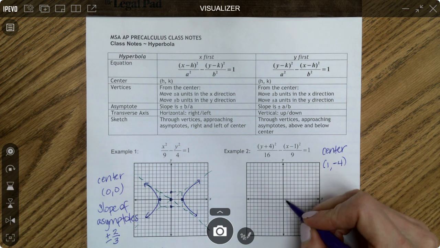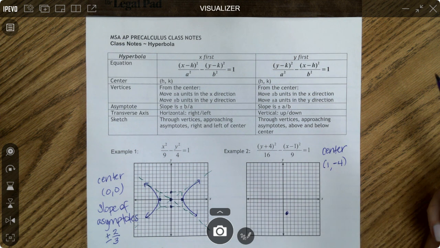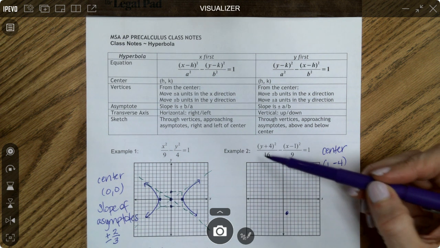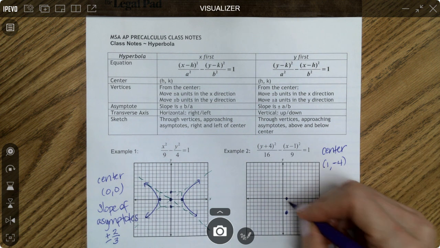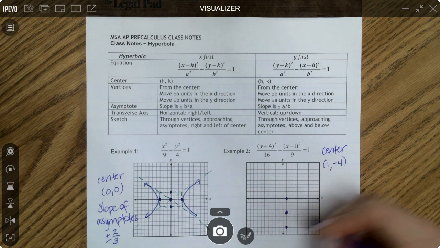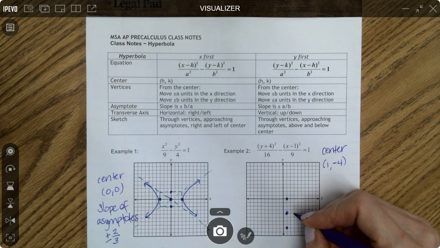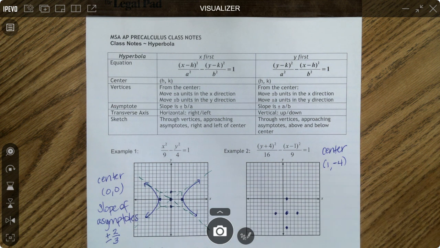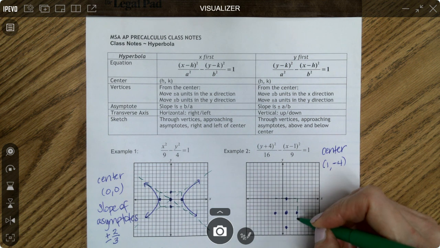So graph your center. We're still going to follow these same rules. The number under y tells us how we're going to move in the y direction. So the square root of 16 is 4. So I'm going to go 4 above and 4 below the center. There's a 9 under the x. The square root of 9 is 3. So I'm going to go 3 to the right and 3 to the left since that's the x direction from the center. I'm going to make that rectangular box through those vertices.